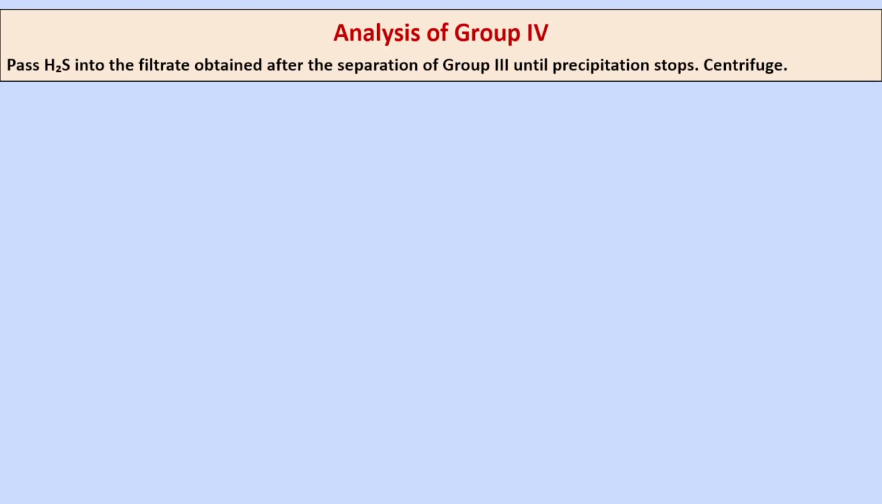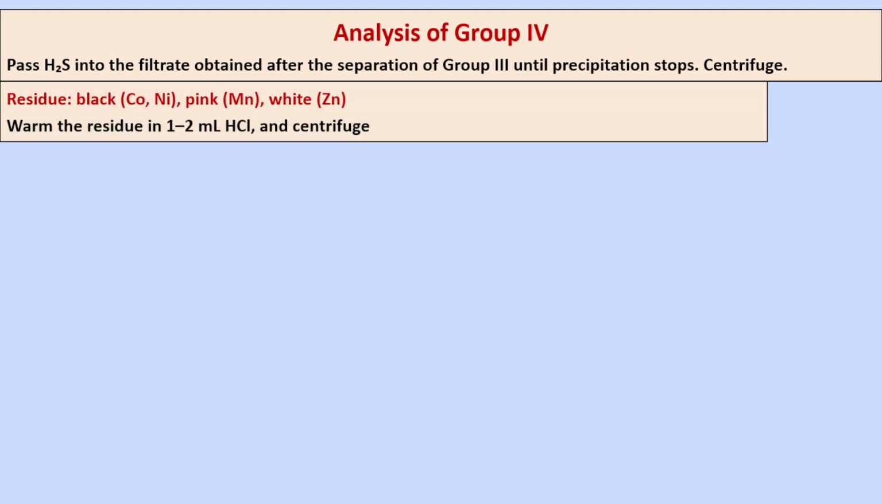Analysis for the group 4 cations. To begin the analysis of group 4 cations, pass H2S gas into the filtrate obtained after the separation of group 3. Continue passing H2S gas until no further precipitation occurs. Then centrifuge the mixture to separate the precipitate from the filtrate. The resulting precipitate may contain metal sulfides of cobalt, nickel and manganese along with zinc. The filtrate contains group 5 or group 6 cations.